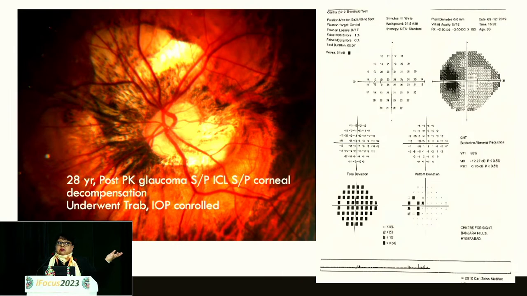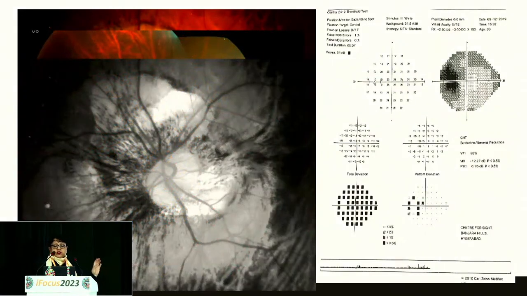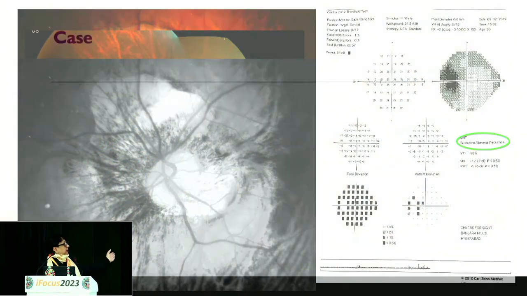Around the blind spot. Yeah, blind spot is increased. So you can correlate it clinically so well. Yeah. So actually does not have perimetric glaucoma. Unfortunately, patient did have glaucoma, secondary to PK and secondary to ICL. He underwent a TRAB and he did well.